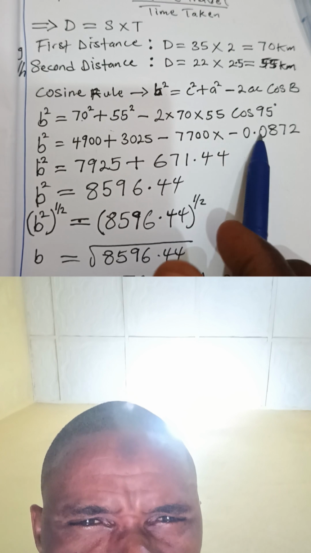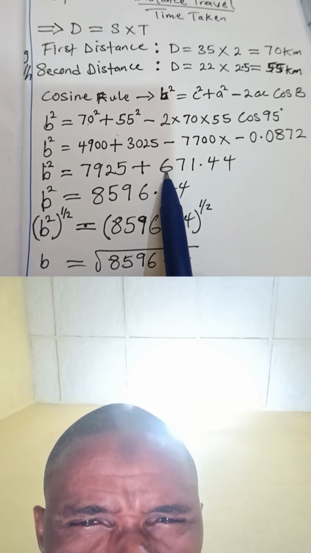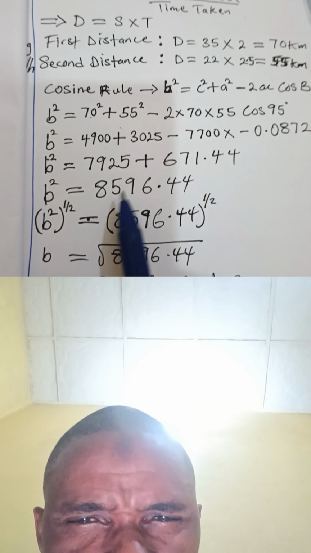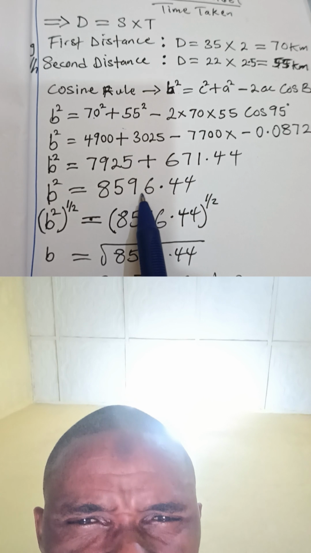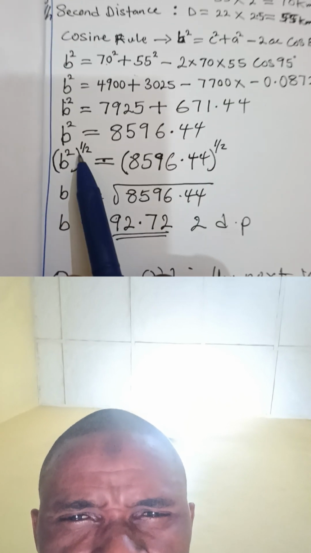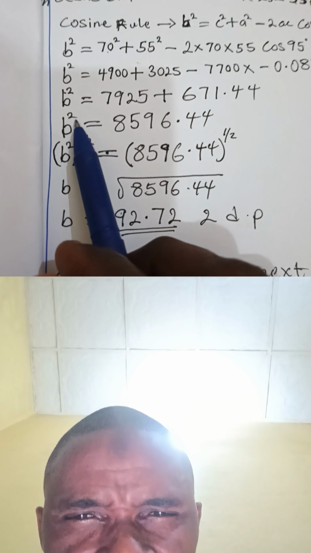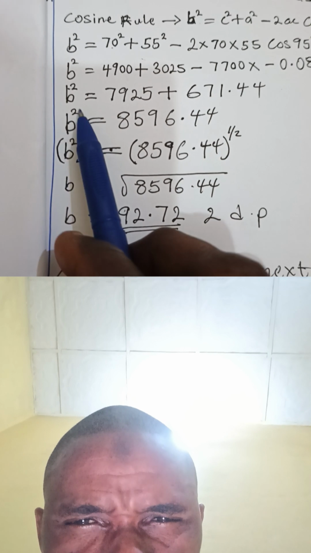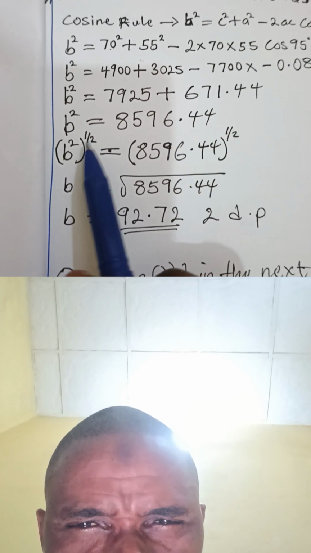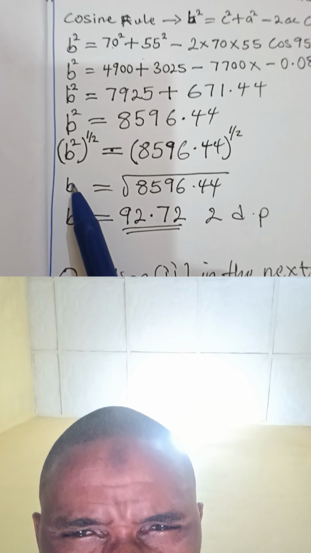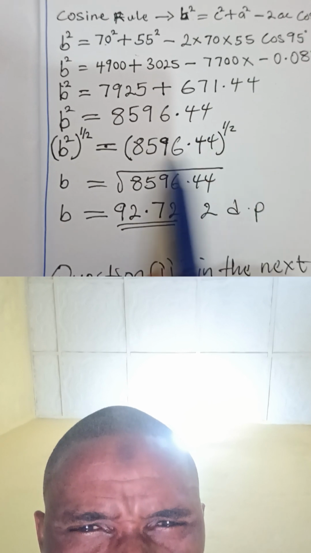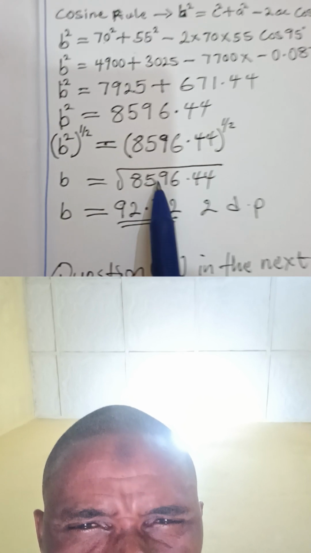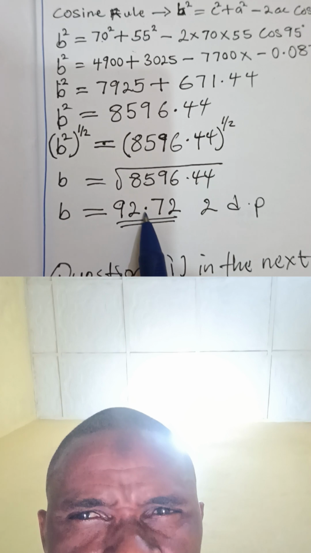Then you multiply this value together, and you are going to have 671.44. Then you add the two together, it's going to give you 8,596.44. Then we are looking for b, the distance of that plane from the starting point, not b squared. So we need to eliminate this square. When you have these two, we cancel this, and it will remain b here. Then this half becomes the square root of this one. Then you find the square root of this value to 2 decimal places according to the question.